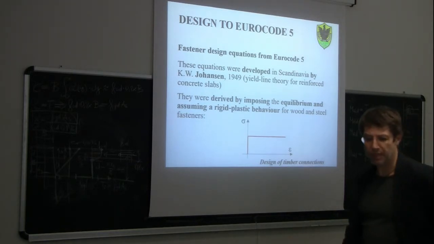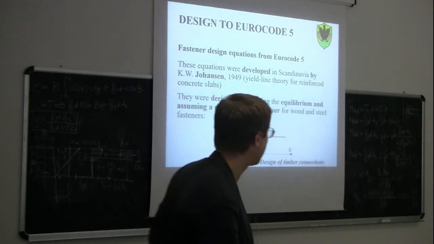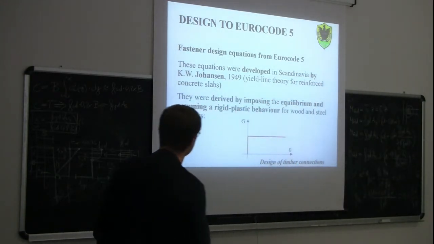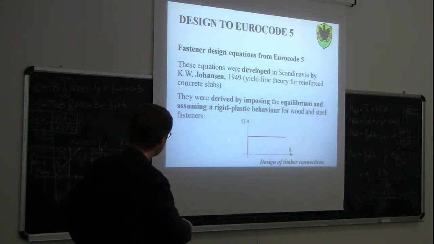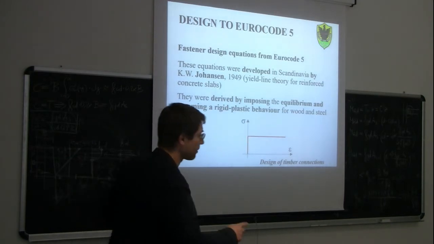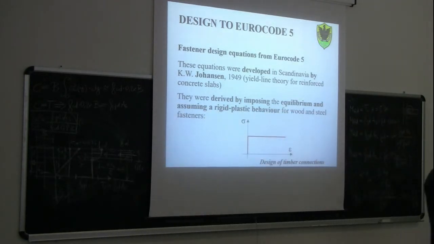Those equations are based on the lower bound theory, or the lower bound theorem of plasticity, which basically assumes that both timber and metal connectors can show a rigid plastic behavior. So basically, one relationship characterized by a vertical line here at the beginning, like it was rigid without any flexibility, and then a horizontal line showing basically material with infinite ductility.